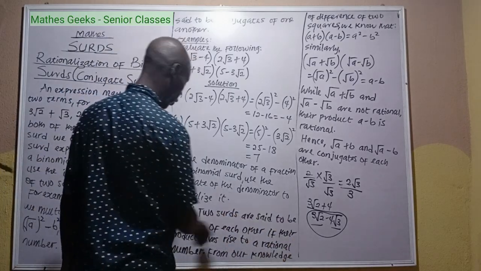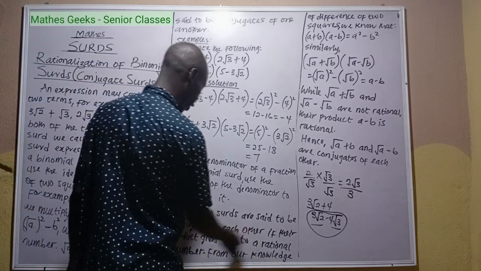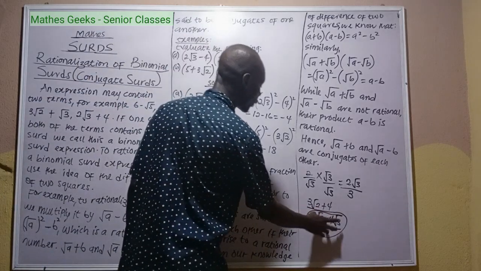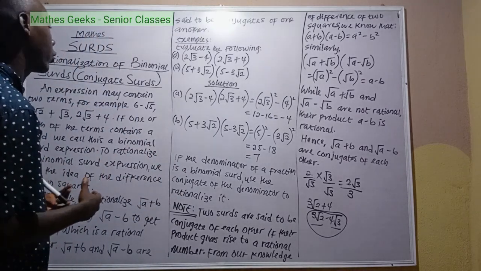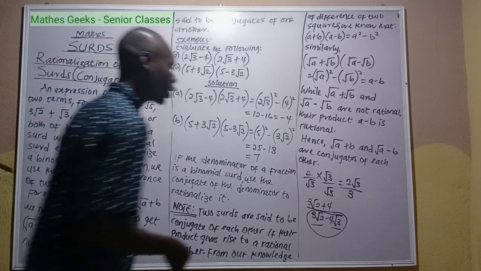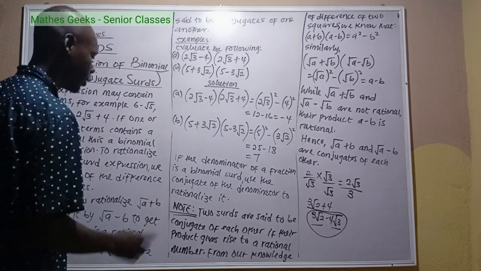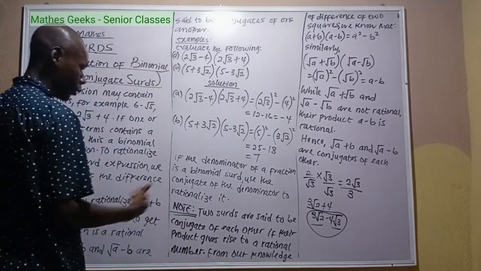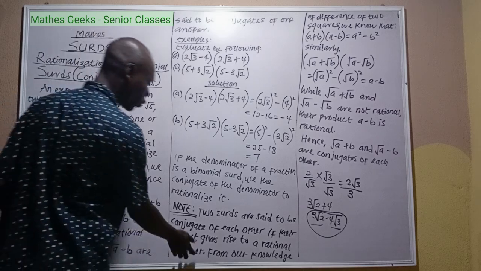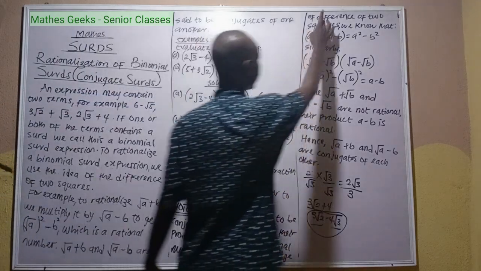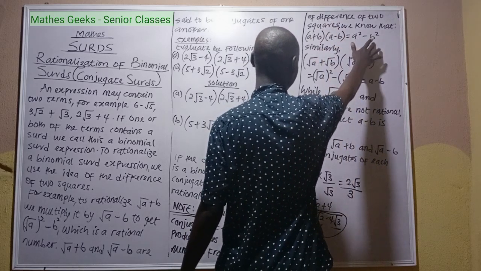Two surds are said to be conjugates of each other if their product gives rise to a rational number. I just mentioned the conjugate, the two surds being conjugate of each other, and that for us to rationalize a binomial surd, we need to use the idea of difference of two squares. So how do we ensure that two conjugate surds their products give rise to a rational number? So from our knowledge of difference of two squares, we know that a plus b, a minus b is equal to a squared minus b squared.